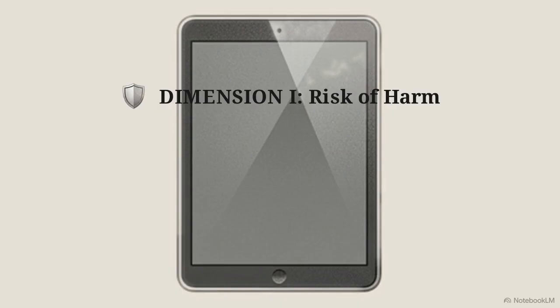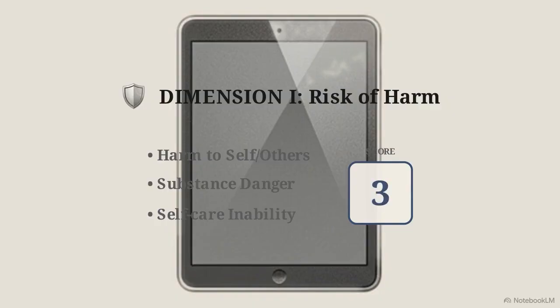This measures the potential for significant harm to self or others, including substance-related danger or an inability to care for oneself. Our client reports passive thoughts of self-harm without a specific plan or intent, and shows moderate impairment in judgment. Under the LOCUS criteria, this is a score of 3. Note that if a plan were present, the score would rise to a 4 or 5.